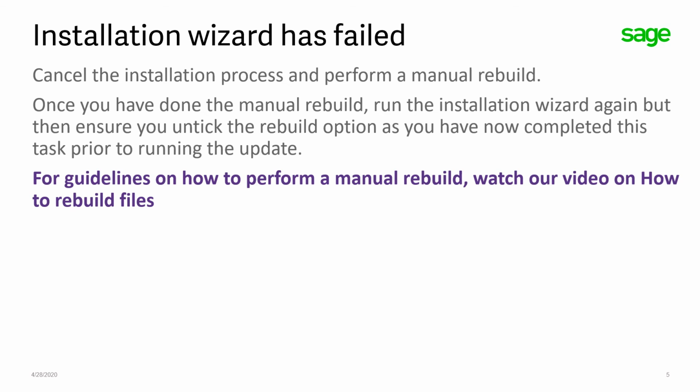You can cancel the installation process and perform a manual rebuild. Once you have done the manual rebuild, run the installation wizard again, but this time ensure that you untick the rebuild option, as you have now completed this task prior to running the update.